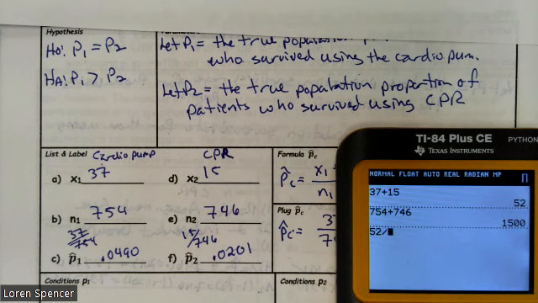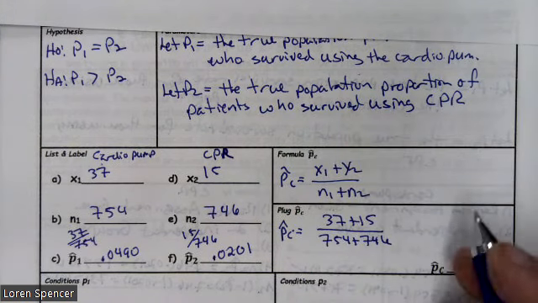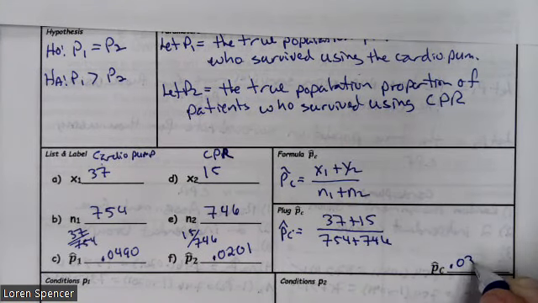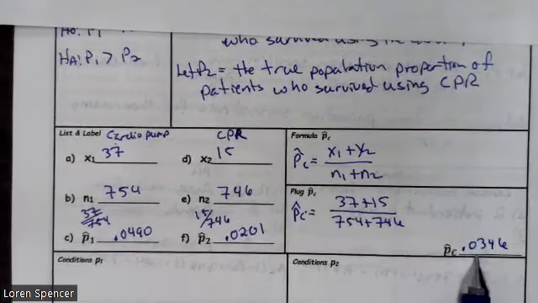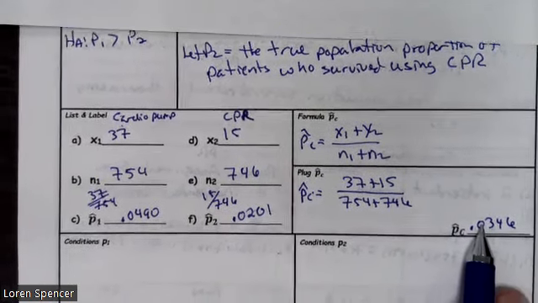So what's 52 divided by 1500? And we get 0.0346. So P hat C is 0.0346. And we're going to need that. This will be super important for our conditions.